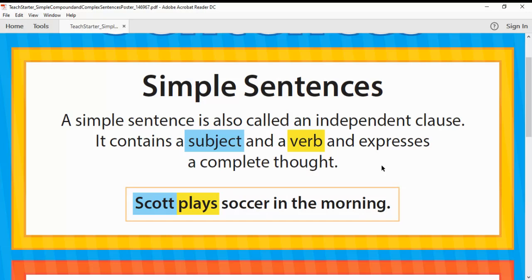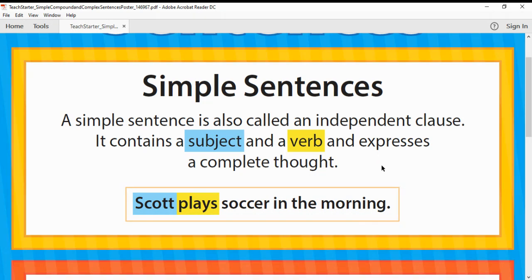Sentences. Now, I know most of you are going to say, we know what a sentence is. It has a capital letter at the start and a full stop at the end. And you know what? You are absolutely spot on. They certainly do. But there's more to a sentence than that. The sentence needs to make sense.